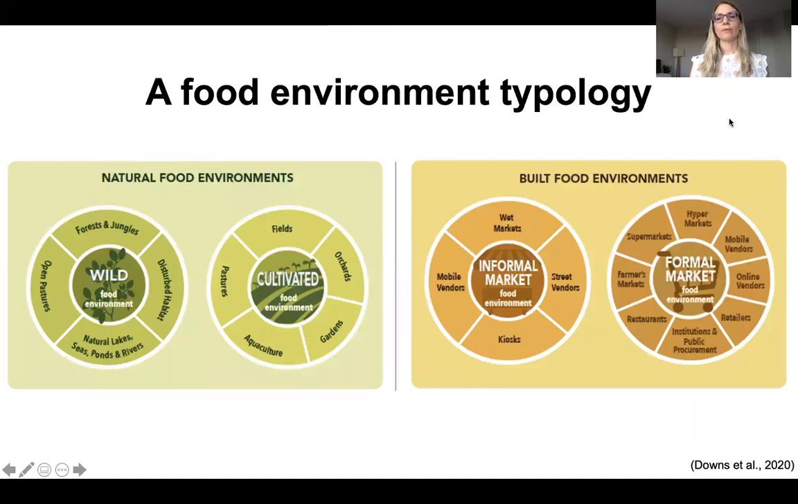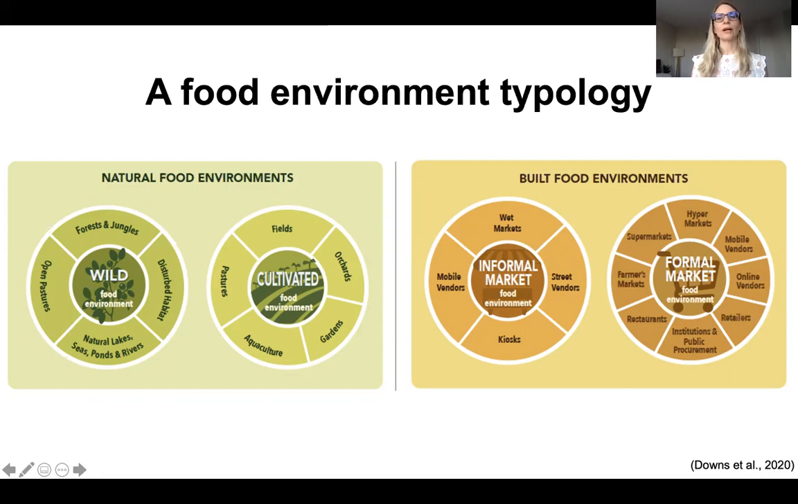So this is the food environment typology that we developed as part of this work. This is really, as I mentioned, conceptual, based on both our field experience, but also on existing literature. And basically, we characterize the food environment types as two main overarching types. So you have the natural food environment, which entails both the wild food environment as well as cultivated.